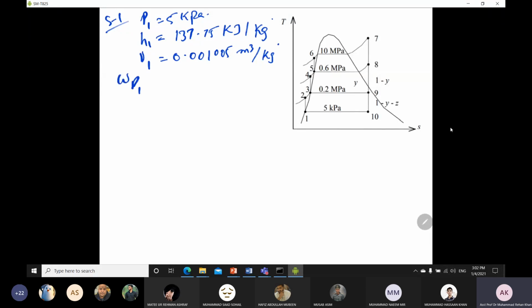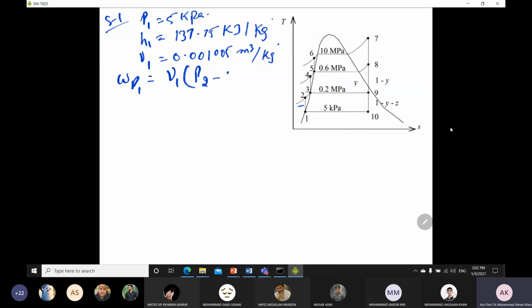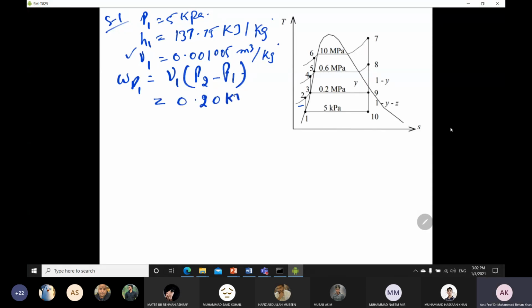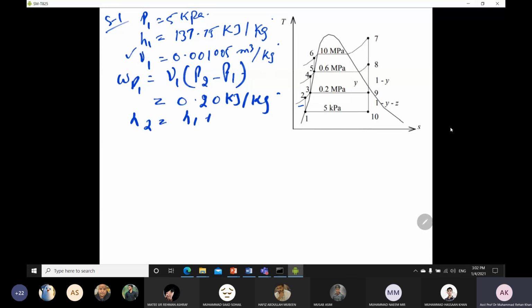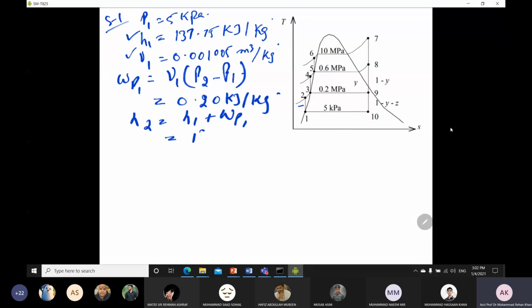Okay, so now we have to find the pump 1 work. So this is your pump 1 work, which is equal to specific volume at 1 and your P2 minus P1. Specific volume at 1 comes from state 1, and then P2 is known to us, P1 is also known to us. So just plug in all the values and you will get 0.20 kilojoule per kg. So coming towards the enthalpy value at state number 2, H2 is equal to H1 plus W pump 1. Enthalpy value H1 is given from state 1. Pump 1 we already found from the previous step, and you will get the enthalpy value of 137.95 kilojoule per kg. Okay, so state 2 is also known to us now.